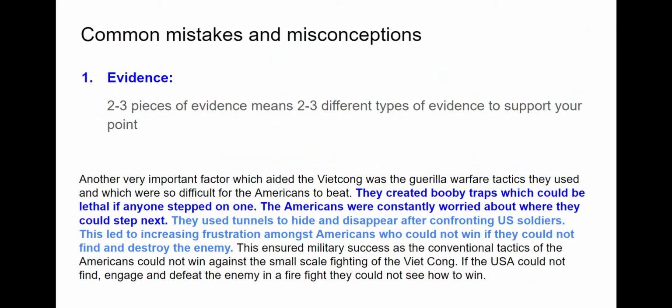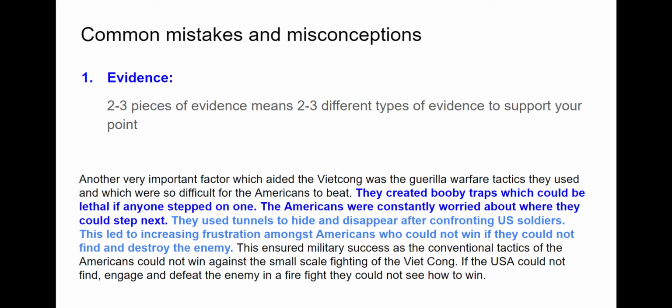So just three slides. One is about evidence, and this is making the point that you've got to try and include 2 to 3 pieces of evidence in each of your PEE paragraphs. So I've taken the paragraph from the answer that you've just read through, the paragraph about how guerrilla warfare tactics helped the Viet Cong military be successful. And the evidence in the paragraph is in blue.